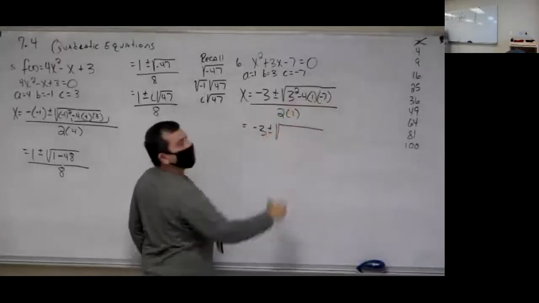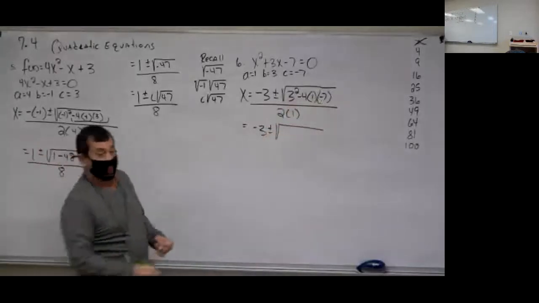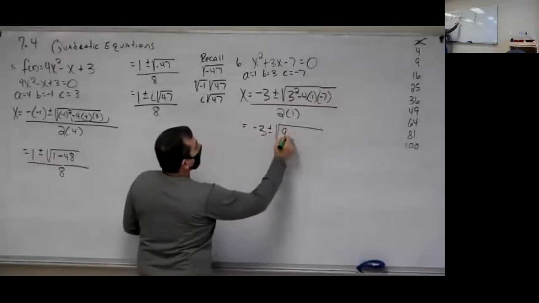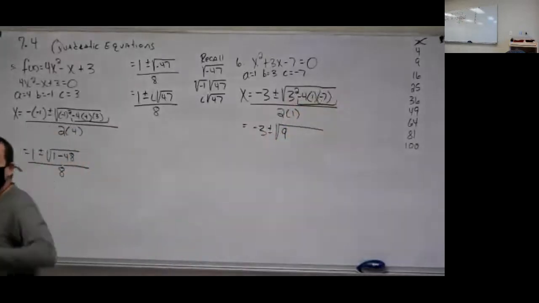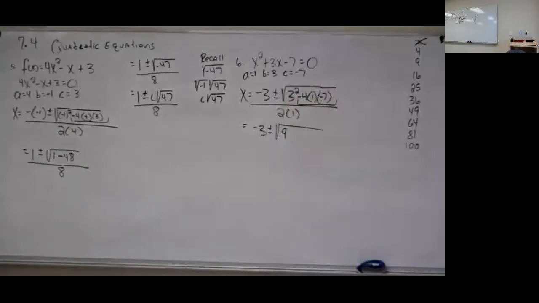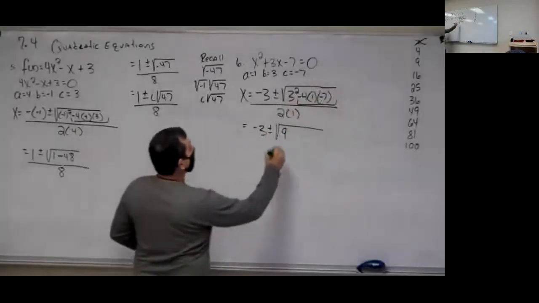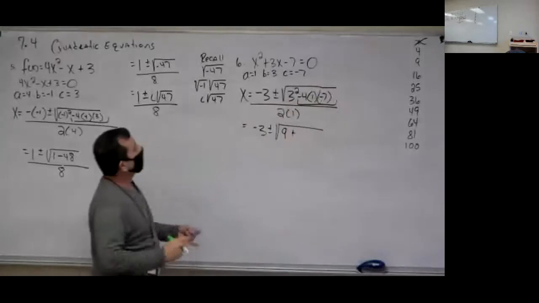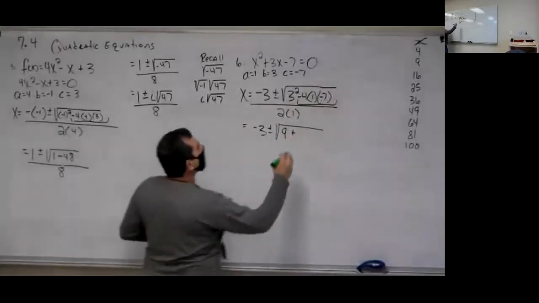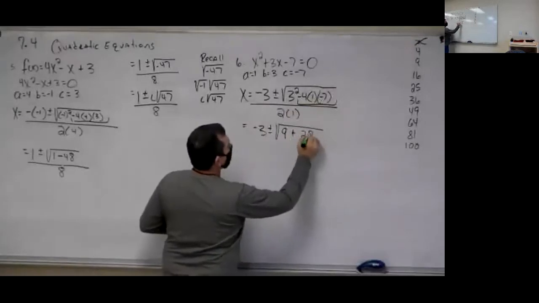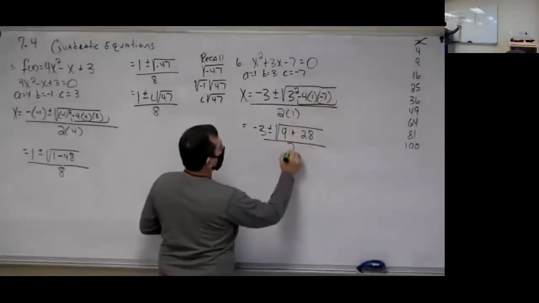All right, so I got 3 squared, that'll be what? 3 times 3 is 9. And y'all look on the right side, you got 2 negatives, so that's going to become a positive. And then I got 4 times 1 is 4, 4 times 7 is 28. And then all that's over 2 times 1 is 2.